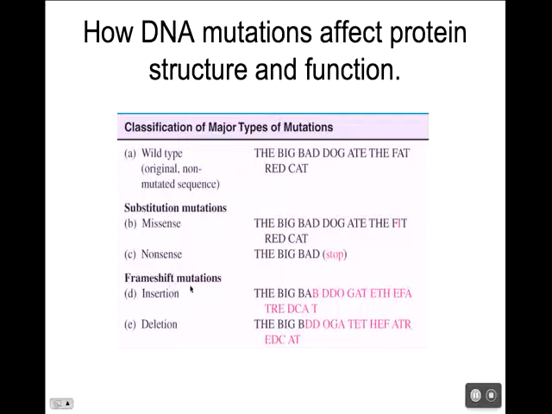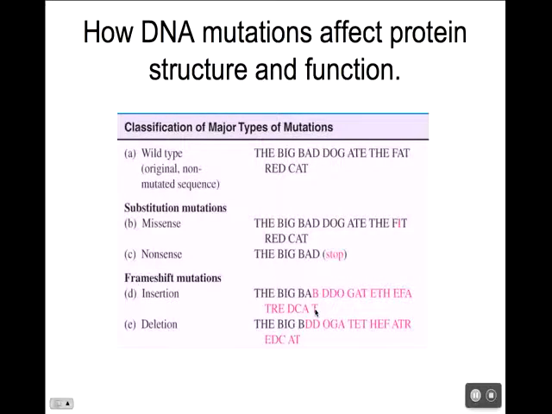The other possibility here is what's called a frame shift mutation. In a frame shift mutation, you are inserting or deleting nucleotides. So you put in an extra one or you delete one, an insertion or deletion mutation. Now remember, if you insert or delete nucleotides, not only are you affecting one amino acid or word, you're affecting every single codon after that. For example, with an insertion here, they put in an extra B where there shouldn't have been one. So now, instead of the big bad dog ate the fat red cat, you have the big bad dog, and nothing makes sense now.